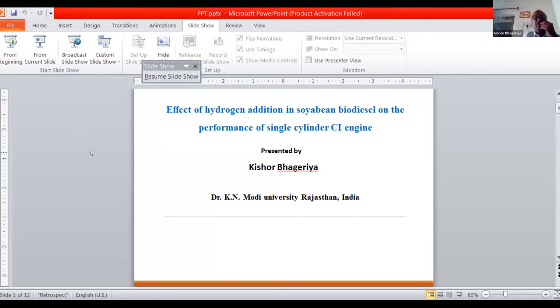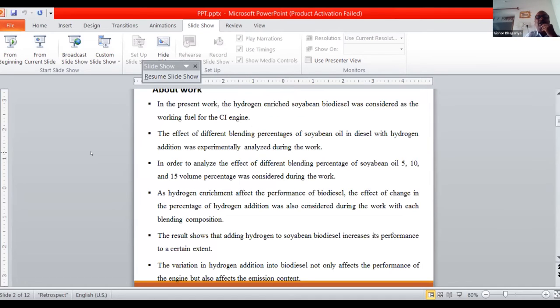So my topic is the effect of hydrogen addition in the soybean biodiesel on the performance of a single cylinder CI engine. Now, in this present work, the hydrogen enriched soybean biodiesel was considered as the working fuel for the CI engine. The effect of different blending percentages of soybean oil in the diesel with hydrogen addition was experimentally analyzed during my work. In order to analyze the effect of different blending percentages of soybean, I used 5%, 10% and 15% volume percentage during my entire work.